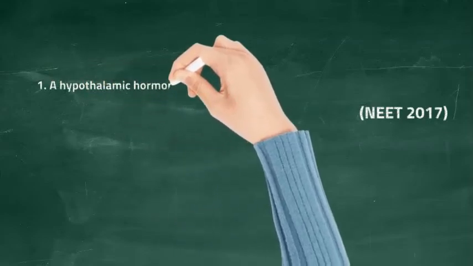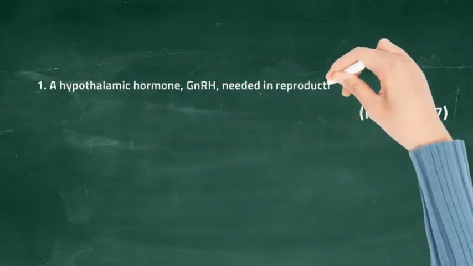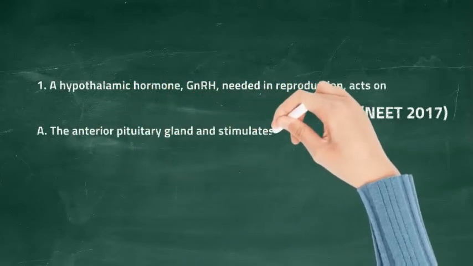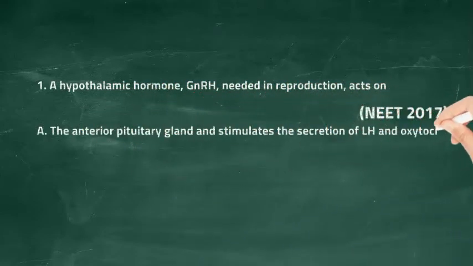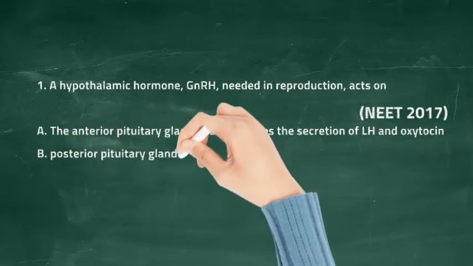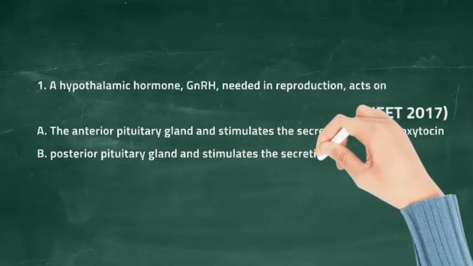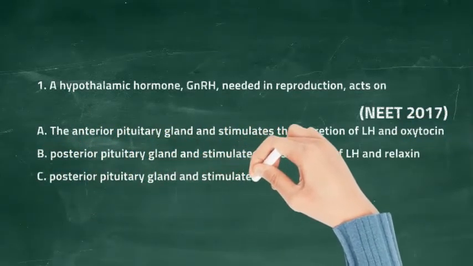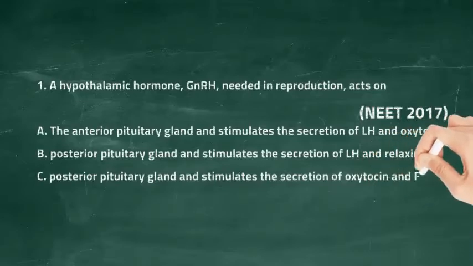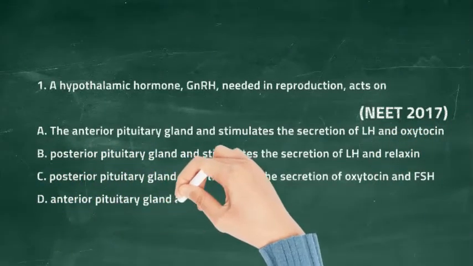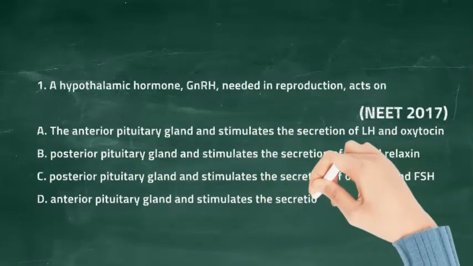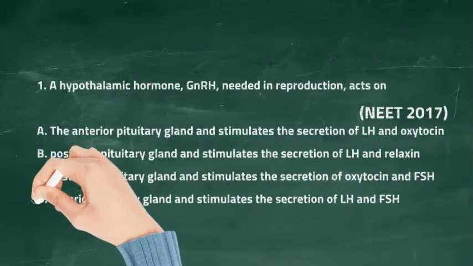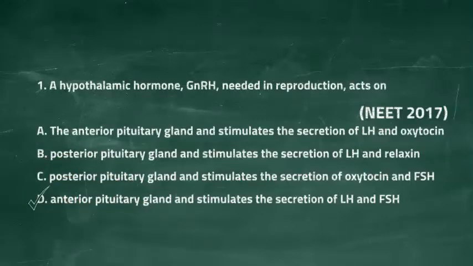Question 1. A hypothalamic hormone GnRH needed in reproduction acts on: option A, the anterior pituitary gland and stimulates the secretion of LH and oxytocin; option B, posterior pituitary gland and stimulates the secretion of LH and relaxin; option C, posterior pituitary gland and stimulates the secretion of oxytocin and FSH; and option D, anterior pituitary gland and stimulates the secretion of LH and FSH. The right answer is option D, anterior pituitary gland and stimulates the secretion of LH and FSH.